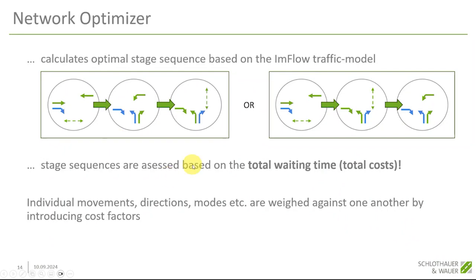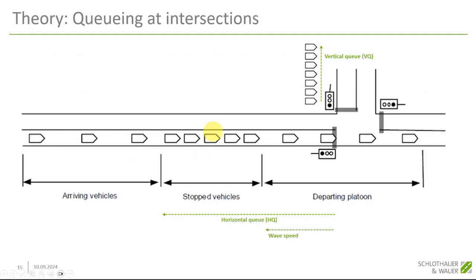As I said, it's assessing them based on the total waiting time that the optimizer expects them to produce. And to get to these costs, to get to these total waiting times, of course, we need a simulation model. And without going too much into detail, what is actually happening in the background is that the whole network of intersections that is controlled with ImFlow at a time is actually being simulated. We have actual vehicles that are simulated with a certain speed. We know when they're in a queue waiting at a stop line. We know where the last vehicle is stopping. That's the so-called horizontal queue.